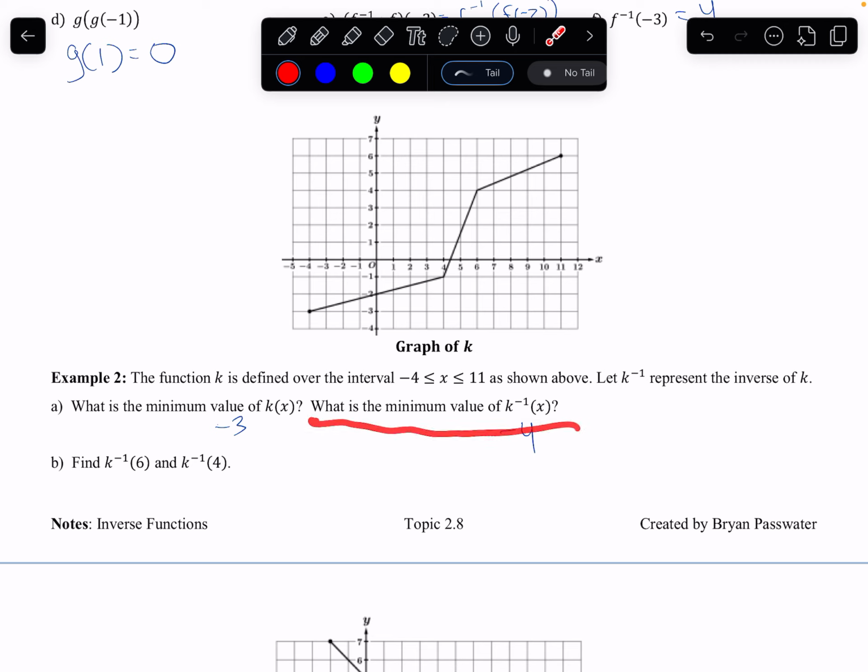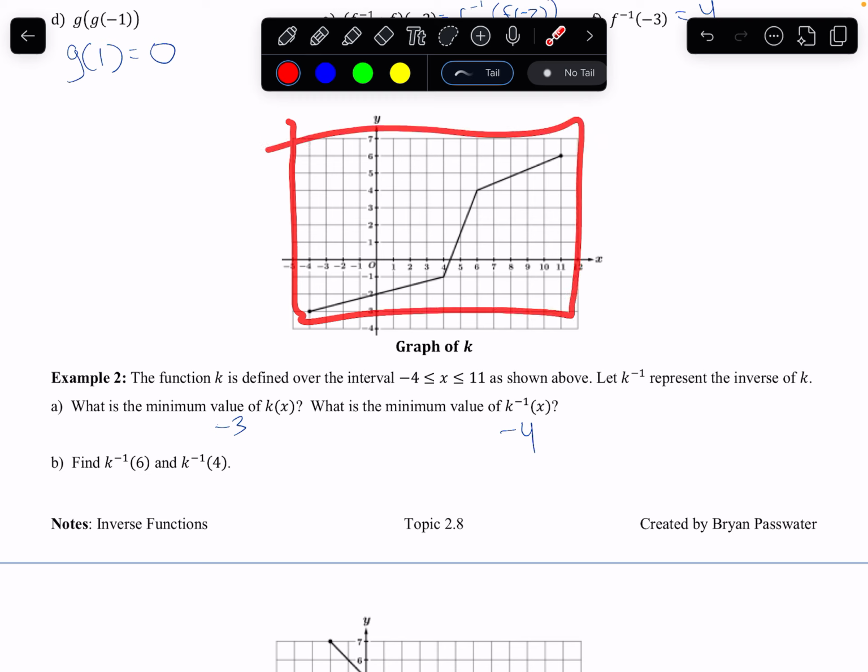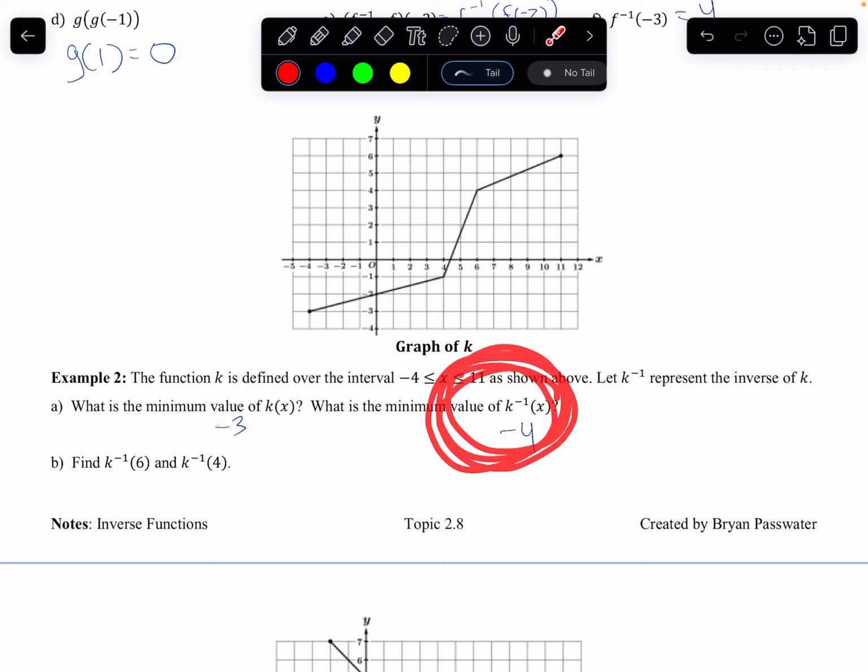What is the minimum value of the inverse of k? I don't have the graph of this. I have the graph of k. But you just keep in mind that the x's and y's are flipped. So if I'm looking for the smallest y value on this, I'm actually going to go up here and look for the smallest x value. And the smallest x value is -4. So if I was to take the inverse, this would become the y, and -4 would be the smallest y value. So this is -4.